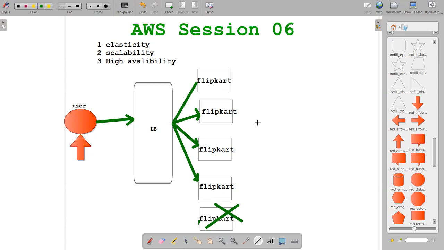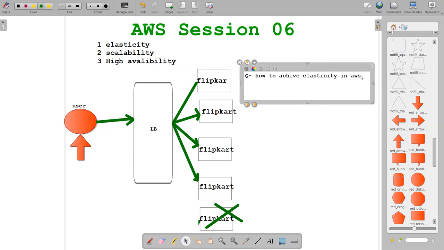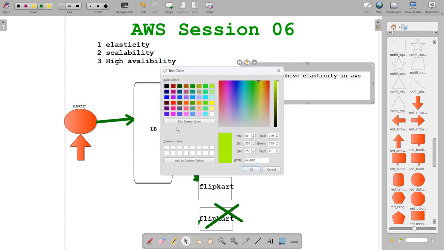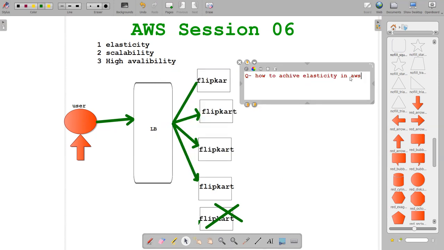So how can we achieve scalability in AWS? Now the question is coming: how to achieve scalability, like elasticity, in AWS? This is the most important question people will ask: how to achieve elasticity in AWS. So now you can simply answer that question.